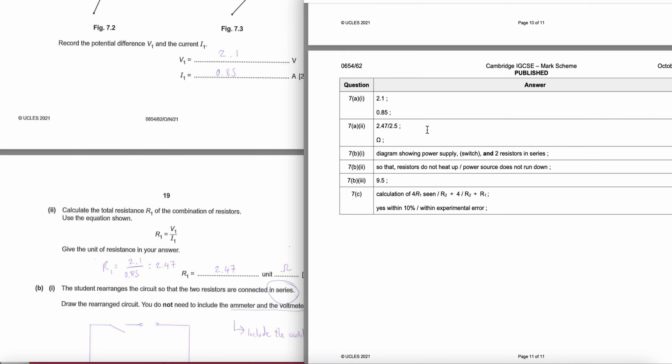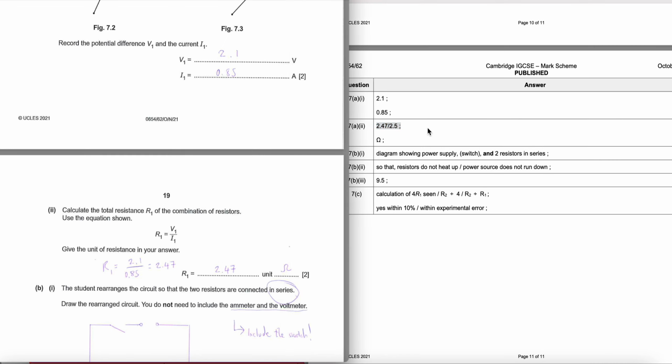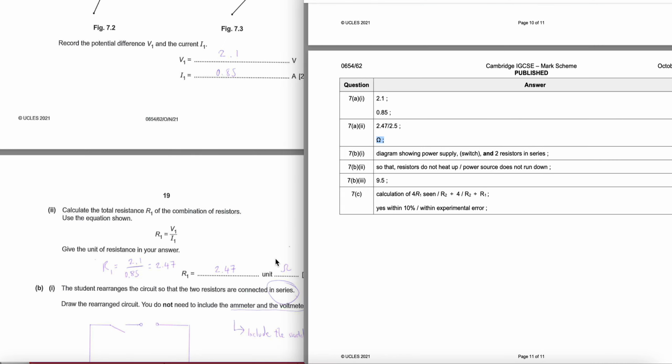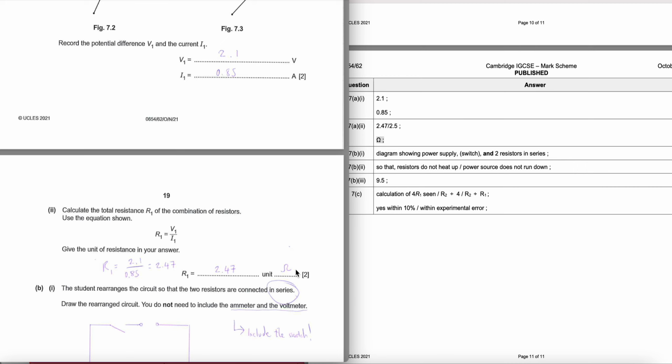Now if you look in the mark scheme, you get a mark for the value. Okay, all of the working I've done here is probably not necessary, but I like to include it anyway to keep myself right. Okay, you've got to remember that you've got to have a symbol of ohms there as well. Okay, so we know that resistance is measured in ohms.